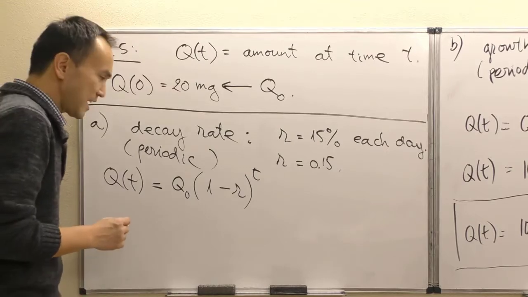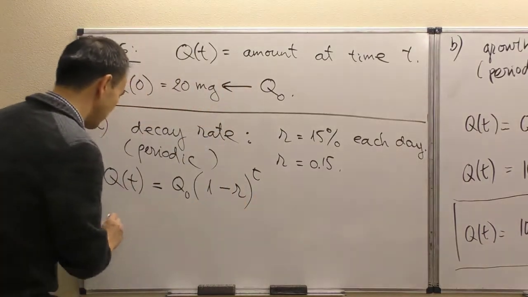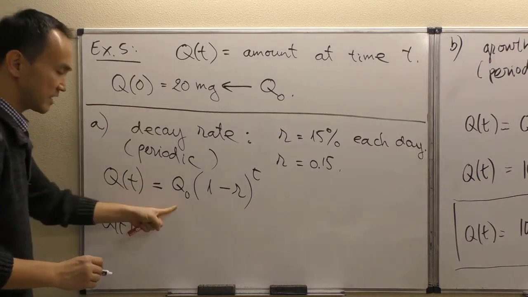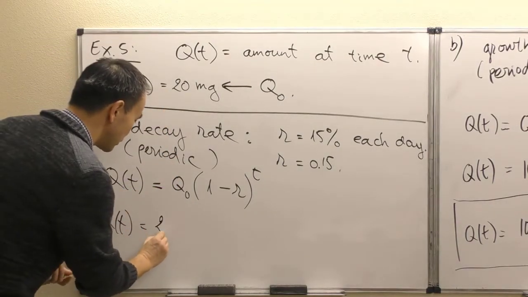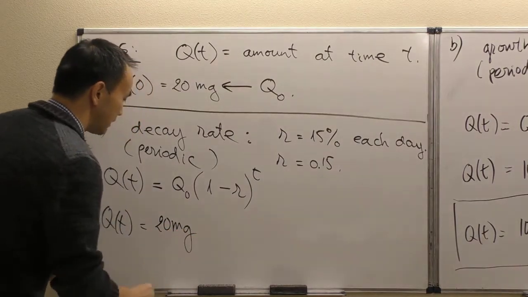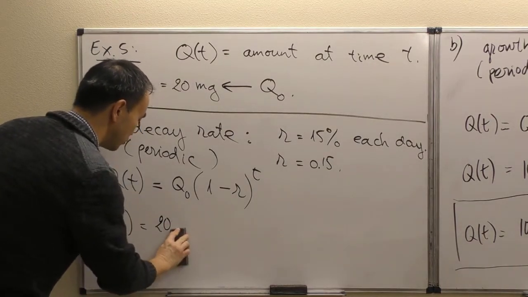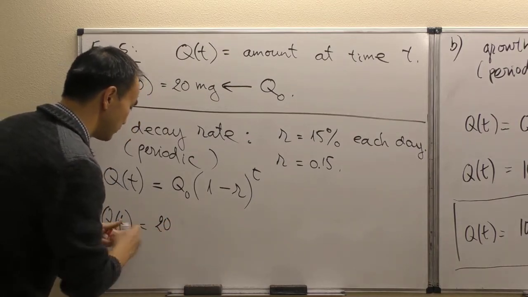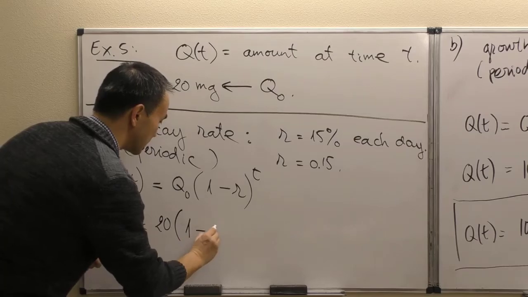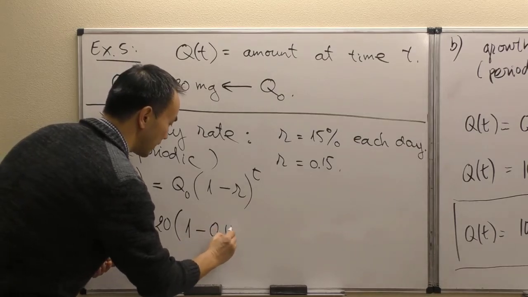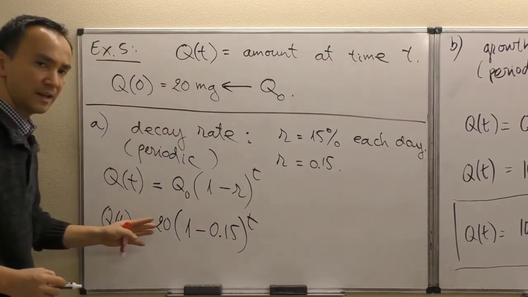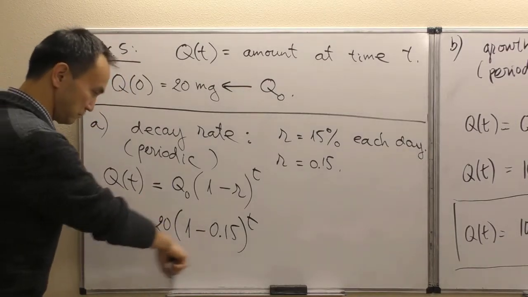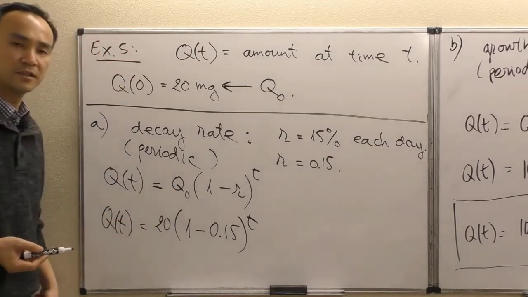All right, so now in that way right here, we'll simply throw in Q of t equal. The missing piece here is that 20 milligrams. Let's put it in. As a matter of fact, I do not need, and I shouldn't put units, milligrams, in there. So 20 times 1 minus 0.15 to the t.